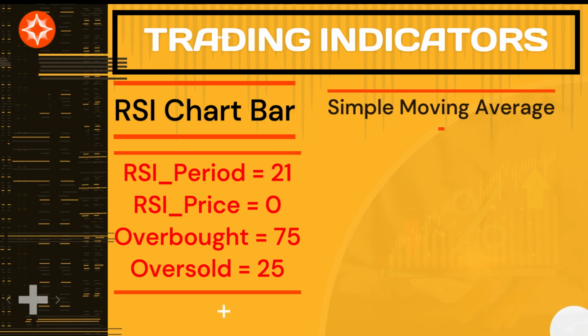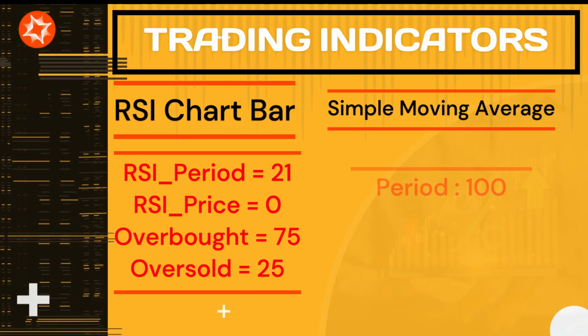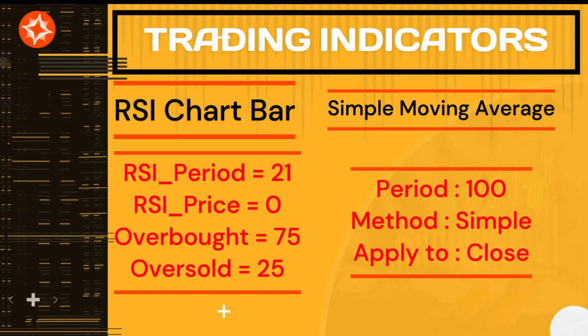The second indicator is a simple moving average on the main chart. You can set the period to 100 bars, using the simple method, and apply to close.